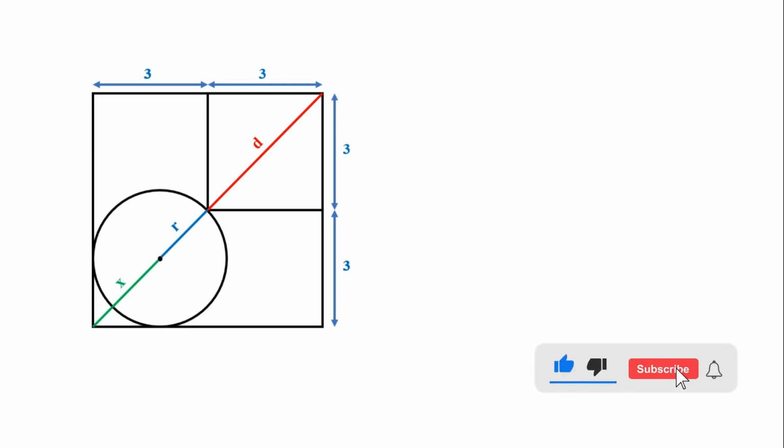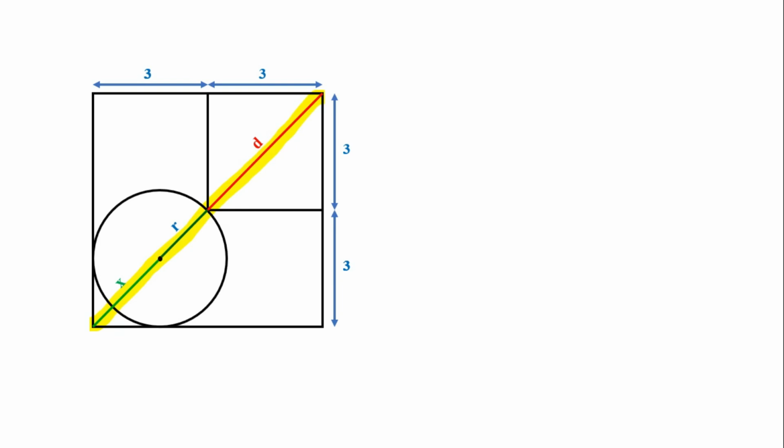Now here's an interesting question. Are these three segments, d, r, and x, all on the same straight line? Let's prove it. A well-known property of a square is that every point on one of its diagonals is equidistant from the two adjacent sides.